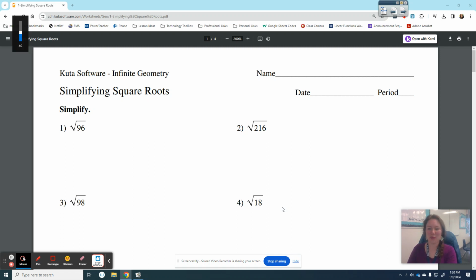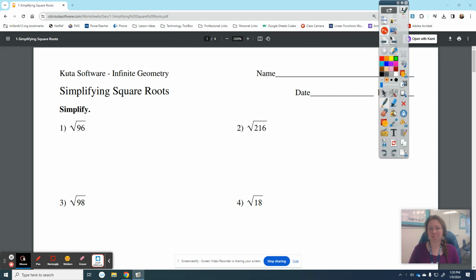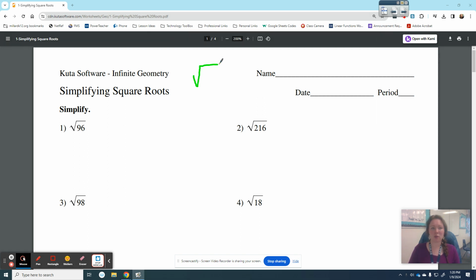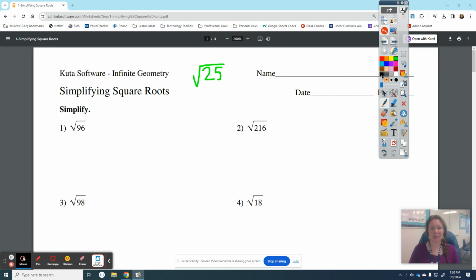Hi, today we are going to learn how to simplify square roots. So, what I have in front of me is just a whole bunch of square roots. Sometimes you're able to just type a square root into the calculator and it gives you a nice number. For example, if you type square root of 25 into your calculator, that's going to give you the number 5 because 25 is what we call a perfect square.